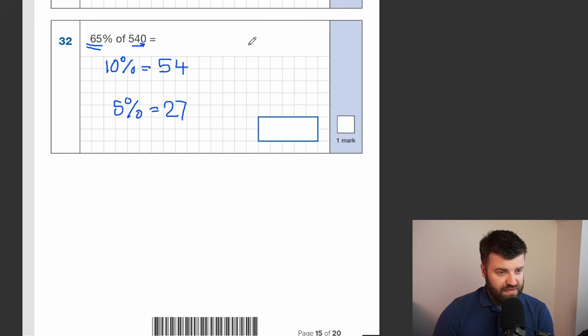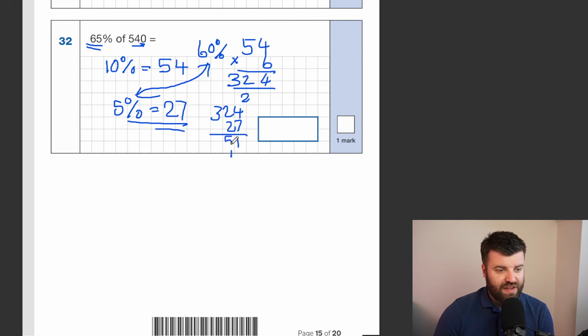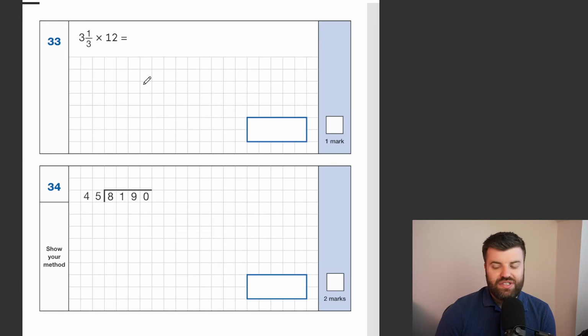So I'm going to do 54 multiplied by 6 to get me 60%. 4 6s are 24, 6 5s are 30, plus the 2 is going to be 32. So 60% is 324, and then 5% is 27. So to work out 65%, I'm going to add these two together. 324 plus 27. I'm going to get 7 plus 4 is 11. 2 plus 2 plus 1 is 5. And the 3 drops down. We get 351 as our answer. If we're confident finding 10 and 5%, we can work out any percentages that are 10s or 5s in them. Just like this one here, 65%. Question 33.